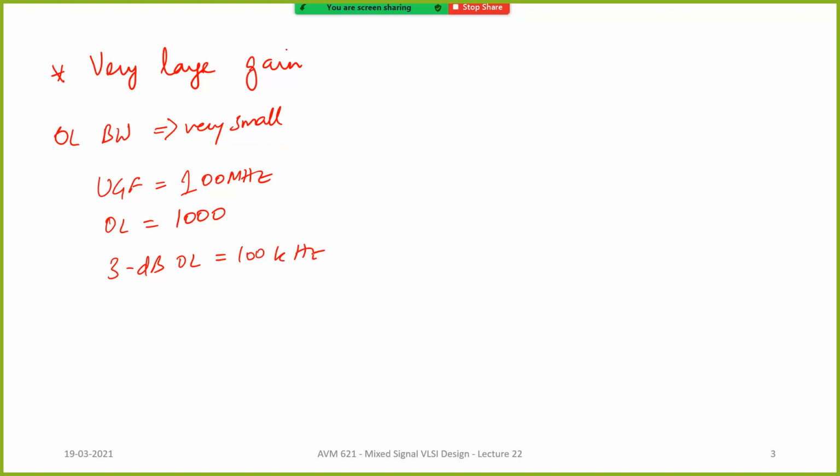The moment you put these op amps in series, in cascade, you will have even lower bandwidth, because it becomes a multipole system now. So your bandwidth becomes very limited. Your comparator cannot operate at higher speeds. So in order to solve all these issues, we are going to use positive feedback.